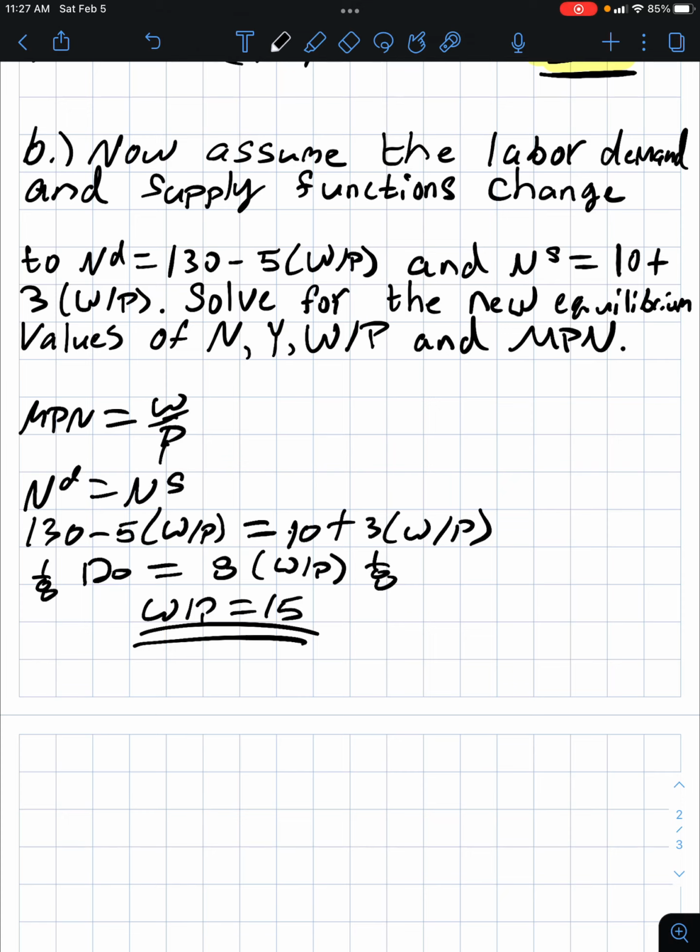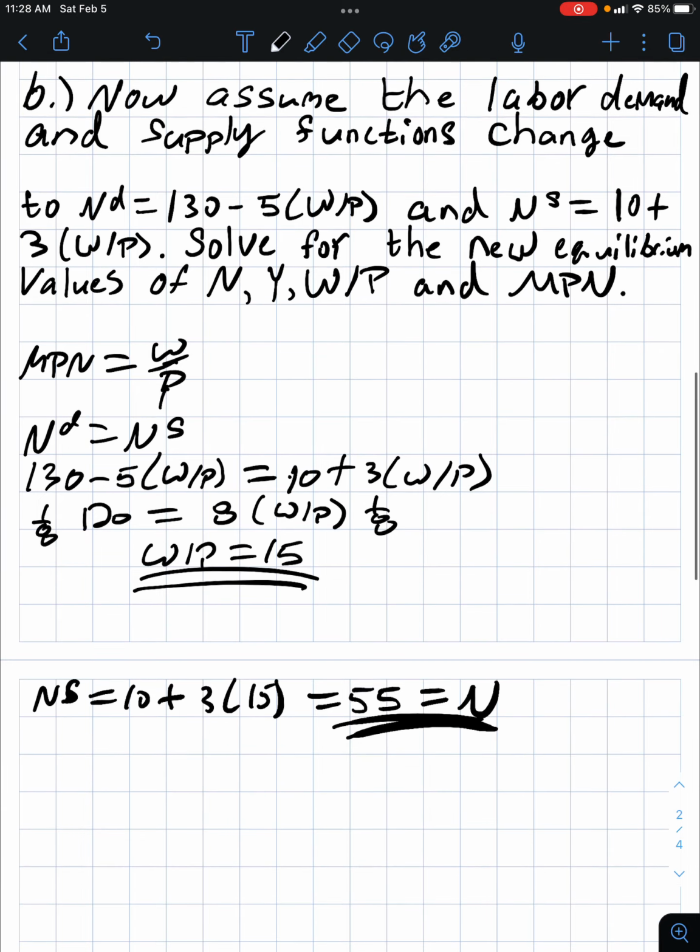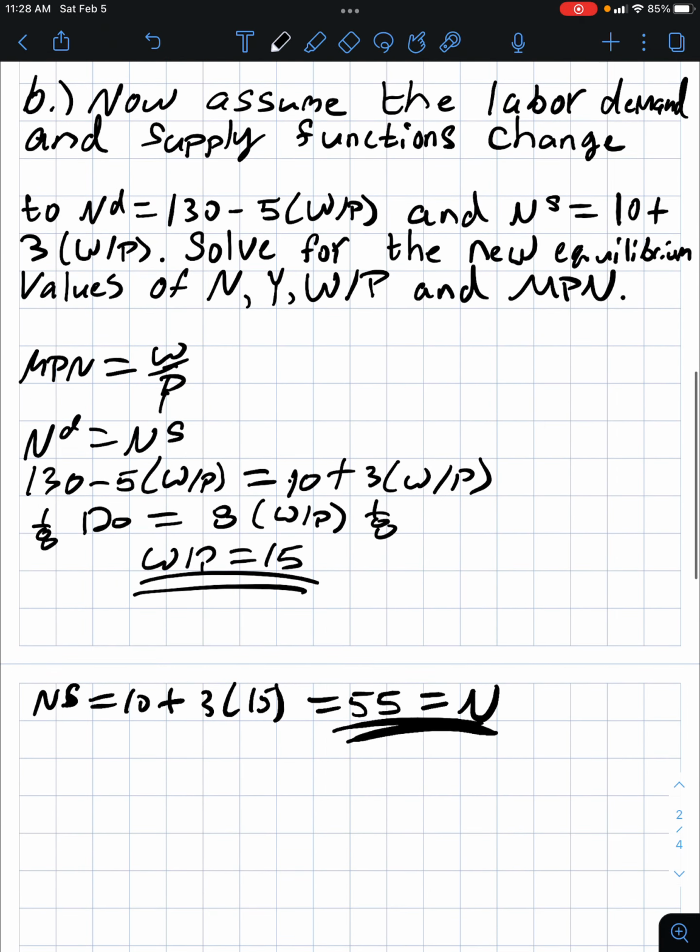Now, we can solve for our N by plugging in our real wage into either our demand or supply function. So we can do supply this time. NS is equal to 10 plus 3 times 15, which gives us 55 is equal to N. And then we'll see MPN is equal to W over P. So MPN is equal to 15 as well.